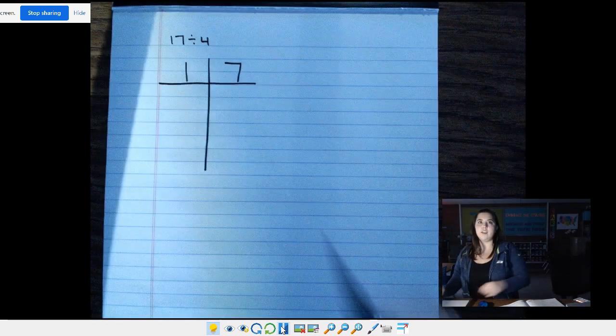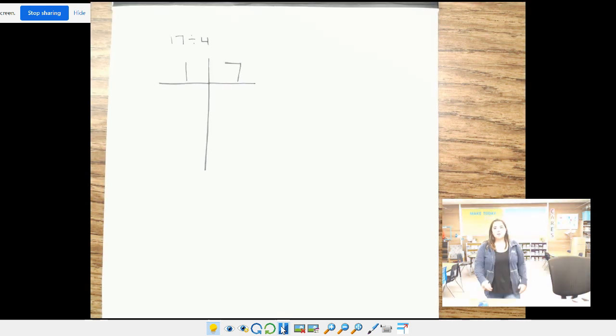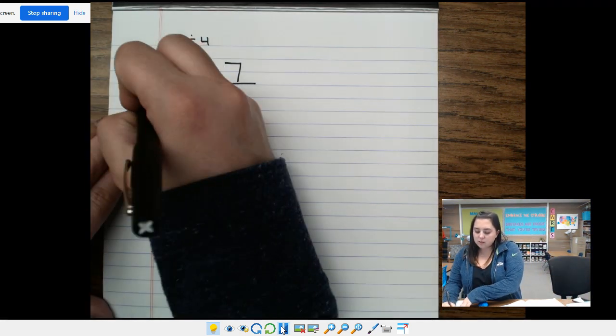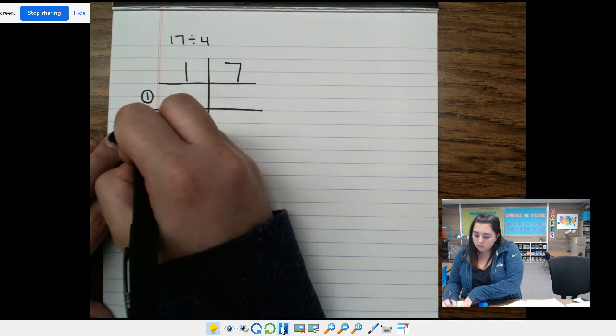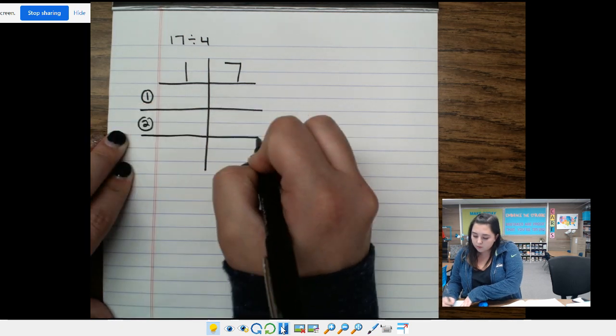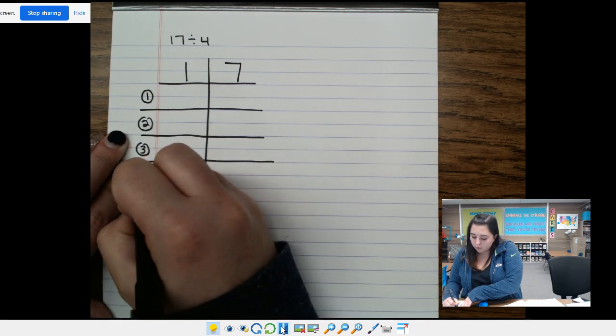Make a place value chart. Oh, I'm so sorry. Turning on the lights, light dance. There we go. And let's make 4 groups. Here's group 1, group 2, group 3, group 4.